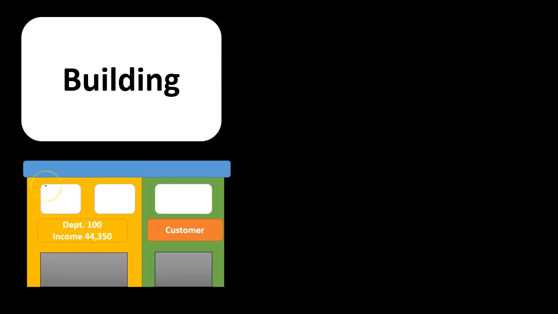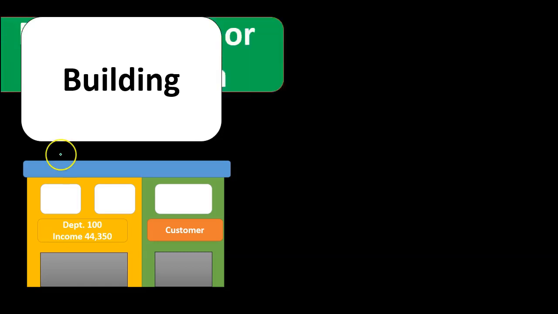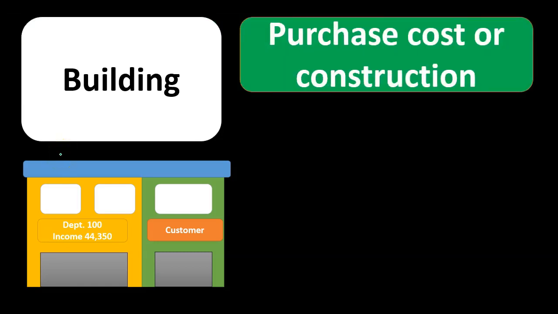Another category of property, plant, and equipment is building. So if we purchase a building, we have similar type of things. The question is, well, what are we going to include in the cost of the building? Similar reasoning would be in place, but we have a few different factors when considering the building. Obviously, the purchase cost or construction would be in the building. So if we just bought the building, then whatever the price would clearly be in it.